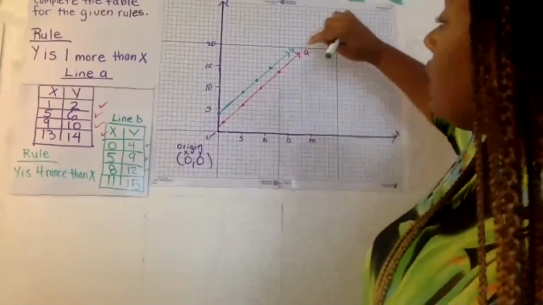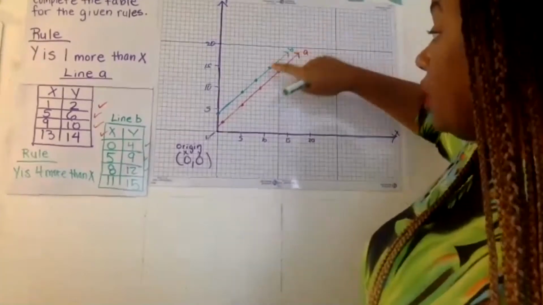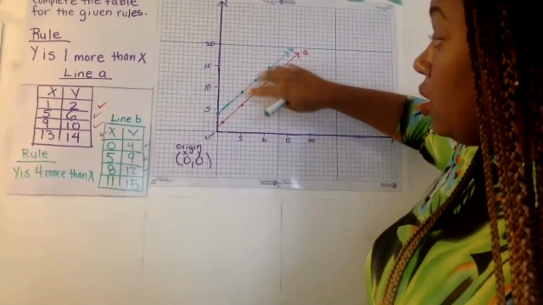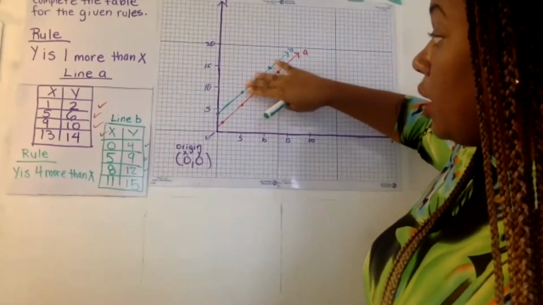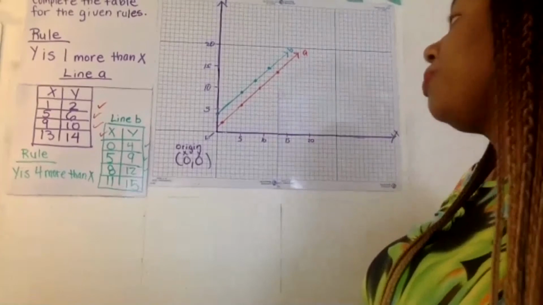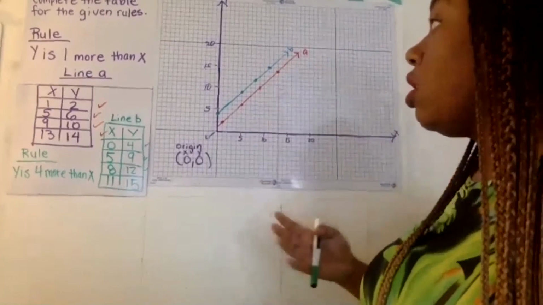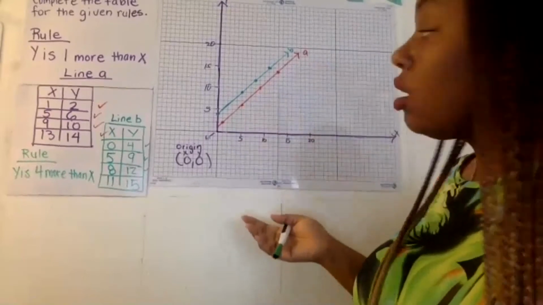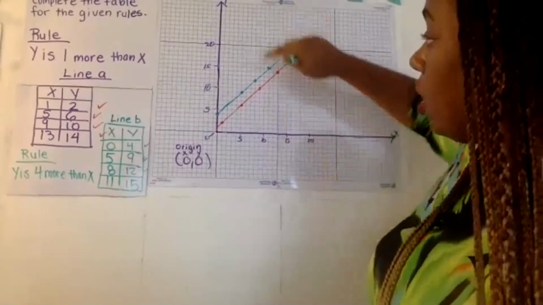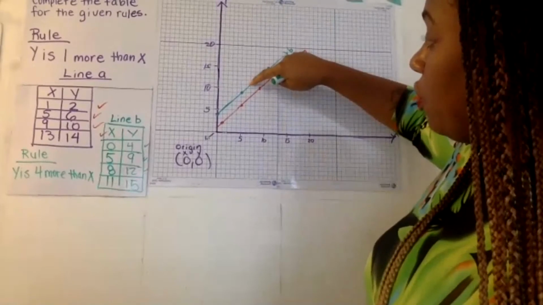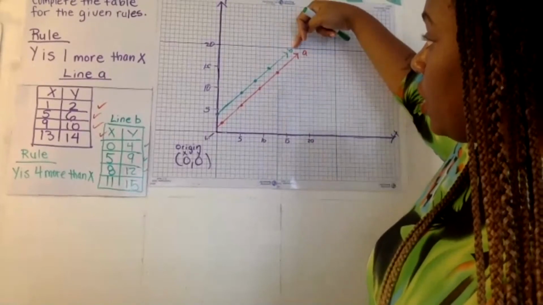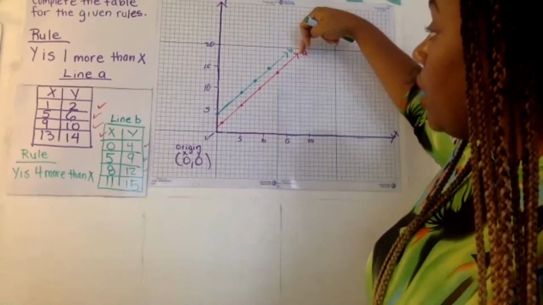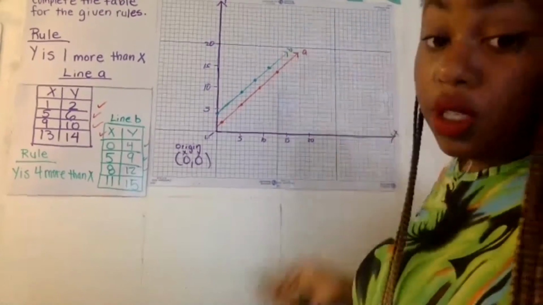If I look at line B here, the value of B is a little bit larger than A, and that is why it's not the same line. If I move B 3 units down, it will be the same as A. So the difference between A and B is that they're 3 units apart.